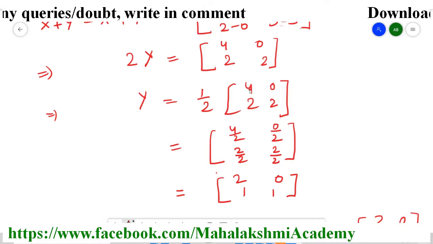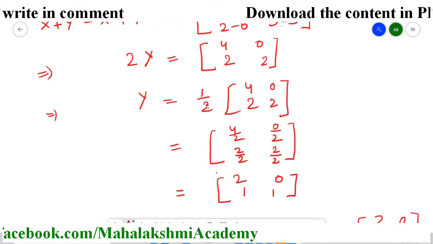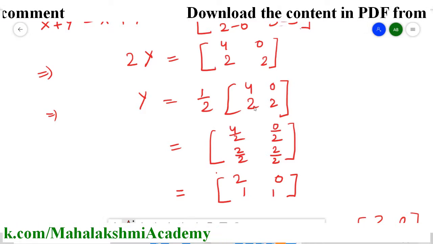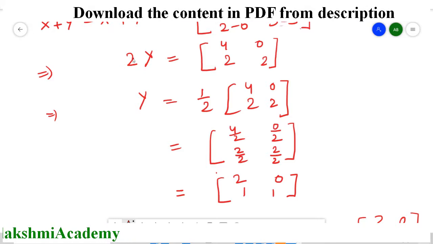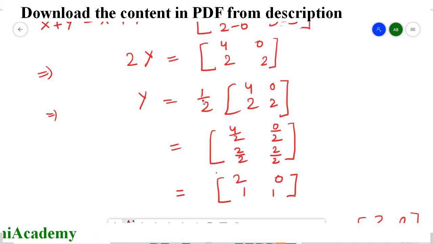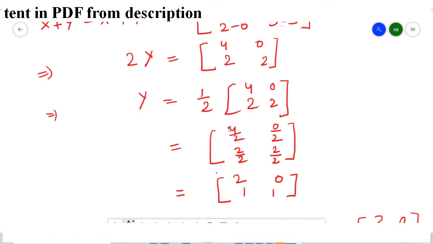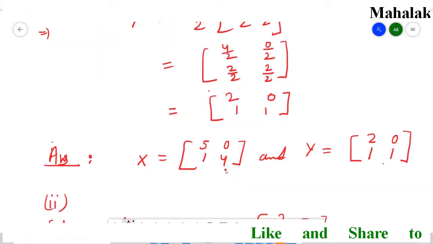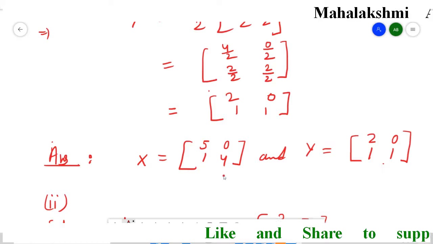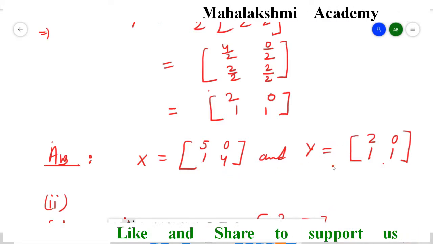So this 1 upon 2 multiplied by 4 is 4 upon 2. You can say that 1 upon 2 went inside and multiplied all elements, or in other words, 2 is in multiply so it will go in divide, so it will divide each element. After cancellation you will get this matrix. So the x we got is this matrix and y we obtained as this matrix.